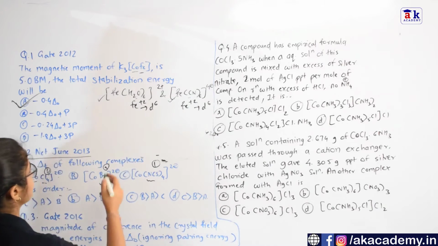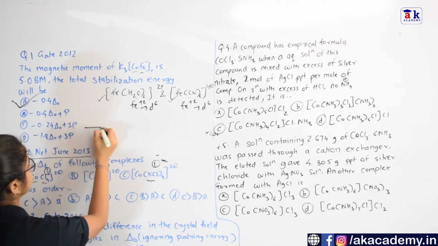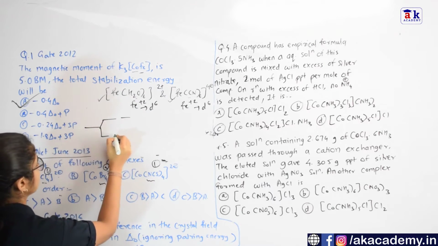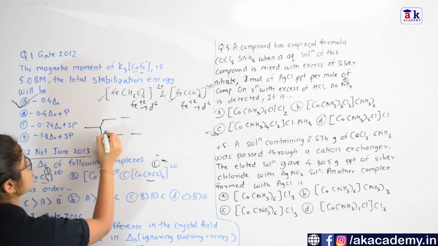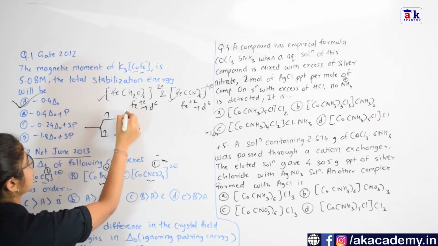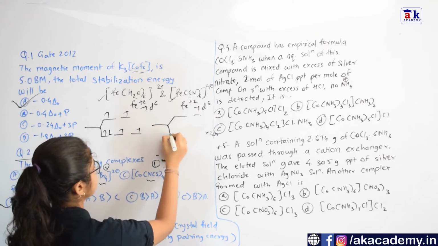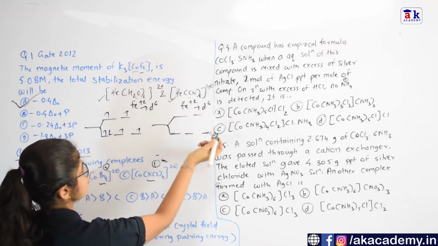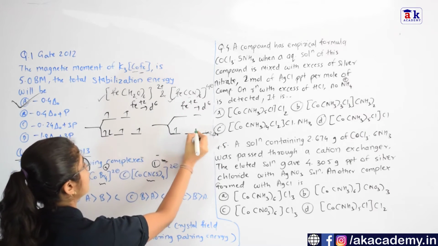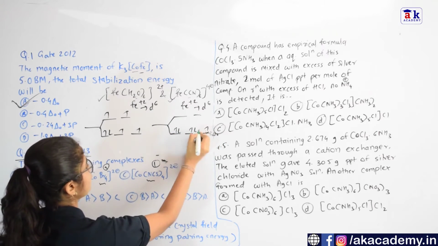So let us find out their CFSE. For this one, this is high spin, so 1, 2, 3, 4, 5 and 6, and for this one, which is a low spin, CN minus is a very strong field again, 1, 2, 3, 4, 5 and 6.